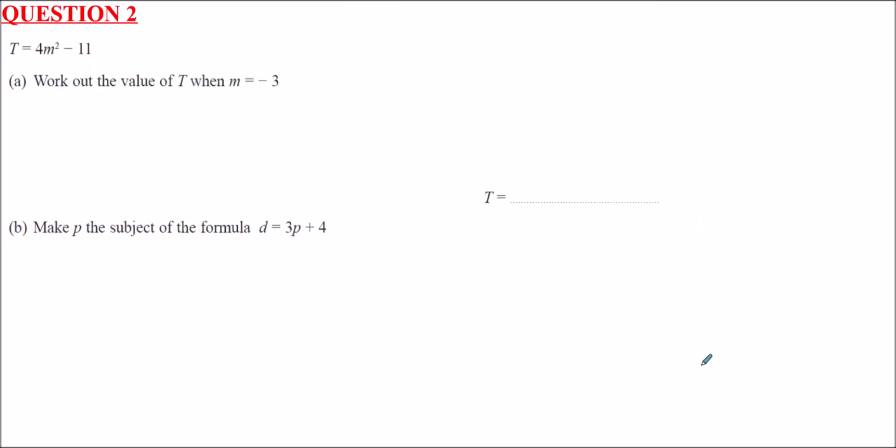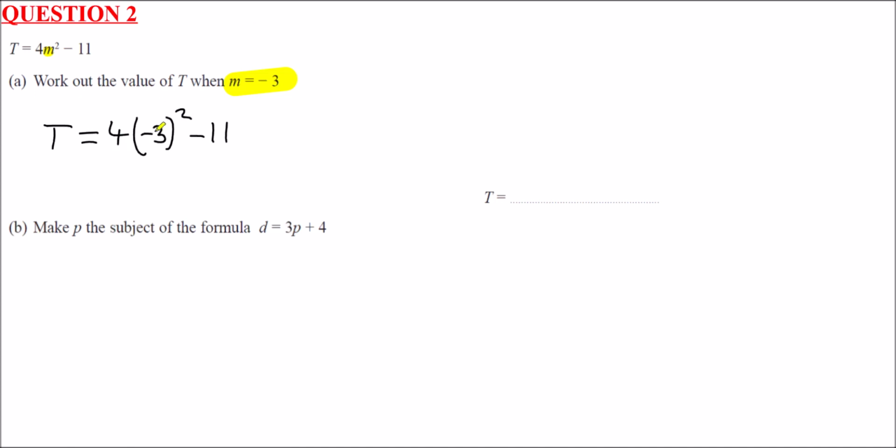Question 2, t equals 4m squared minus 11. Work out the value of t when m equals minus 3. So we're just going to substitute in the value of minus 3 in place of the symbol m, doing it carefully to avoid any silly mistakes. t equals 4, m now is minus 3, all squared, minus 11.